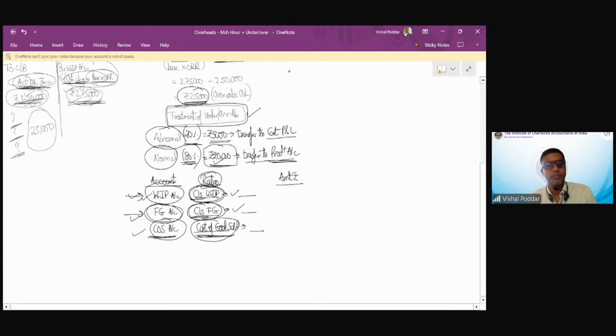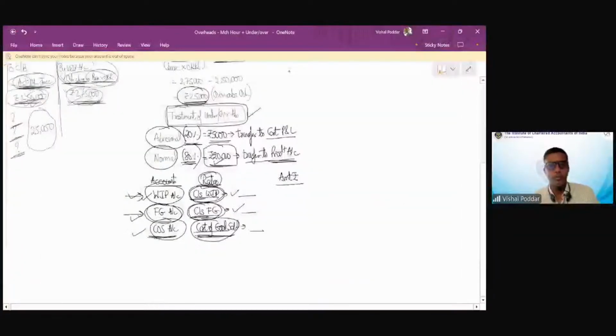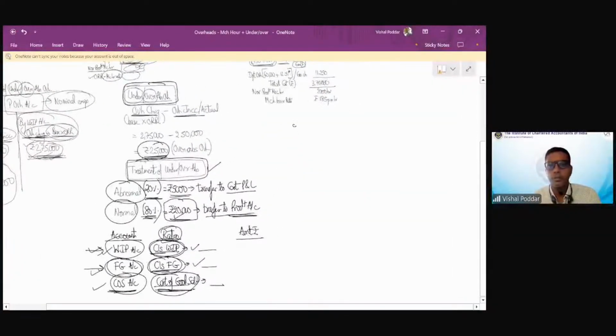Fine. Okay. Now, what is given? A company has estimated that its overheads charging rate is ₹6 per machine hour. So this is the ORR calculated, which is per machine hour. Now during the year, the overheads actually incurred are 395, and the machine hours are 70,000. Now this 70,000 multiplied by 6 will give you the overheads absorbed, and this 395 is the overheads incurred. So I will start solving this.